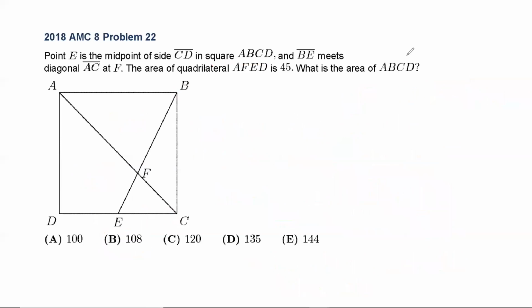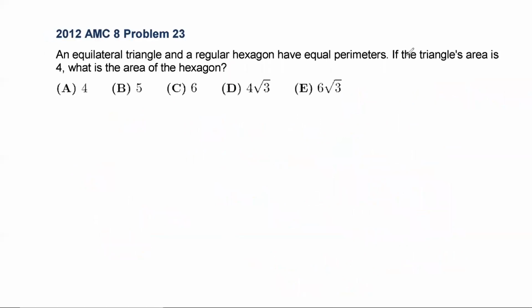An equilateral triangle and a regular hexagon have equal perimeters. If the triangle's area is 4, what is the area of the hexagon?